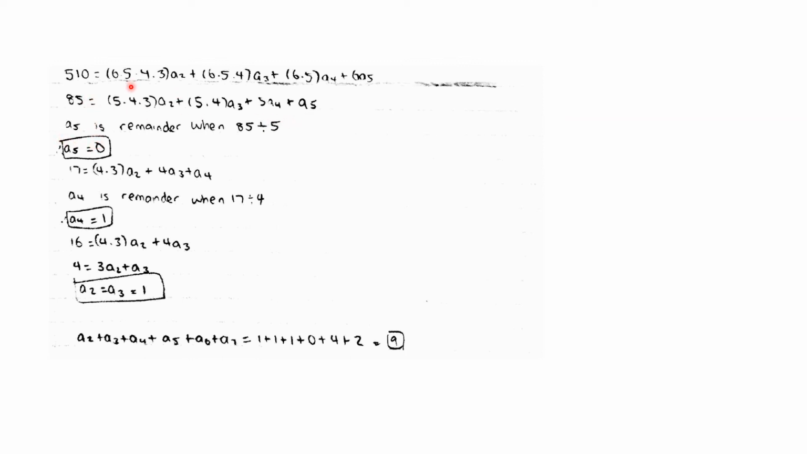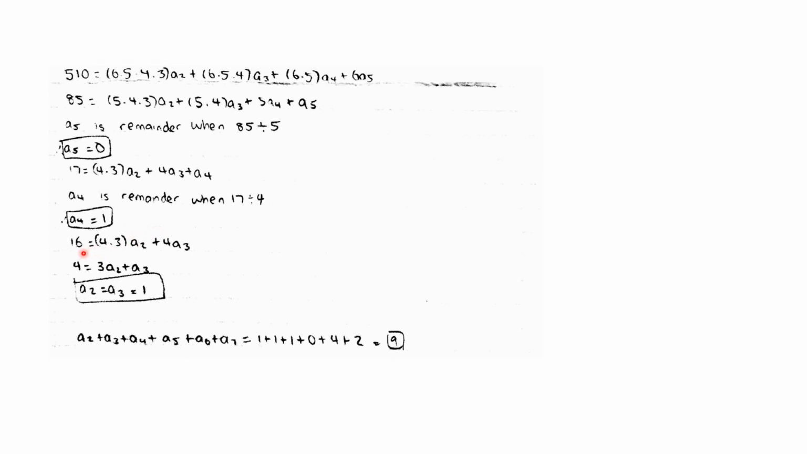So since all of these are divisible by 5 except for a5, a5 is the remainder when 85 is divided by 5. So a5 is equal to 0 since the remainder is 0. So then we divide by 5 on both sides without the a5. So 17 is equal to 4 times 3 a2 plus 4 a3 plus a4. And since all of these are multiples of 4 except for a4, a4 is the remainder when 17 is divided by 4. So a4 is equal to 1.